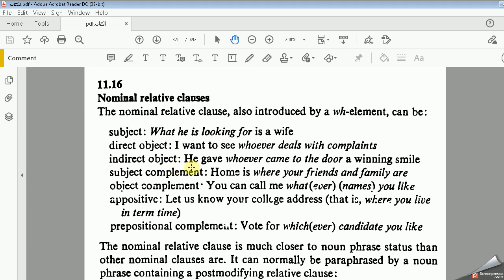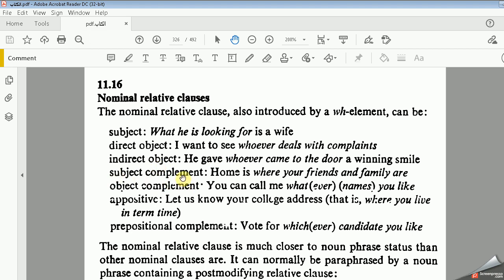Indirect object: he gave whoever came to the door a winning smile. In this sentence, he is the subject, gave is the verb, and whoever came to the door can be moved to the last part of the sentence. We can say he gave a winning smile to whoever came to the door, which shows that whoever came to the door is the indirect object.